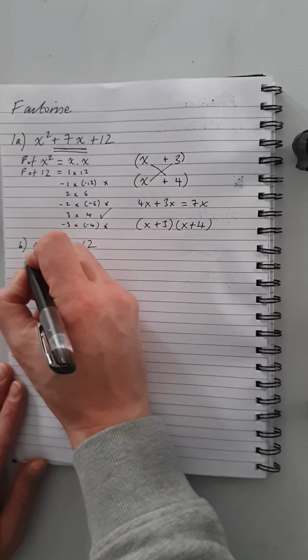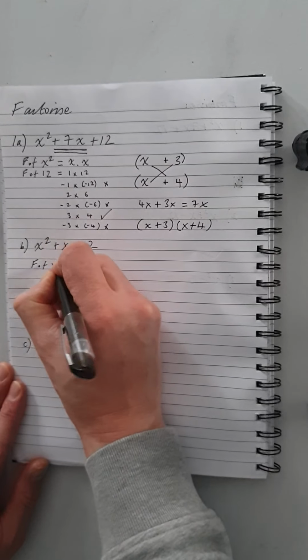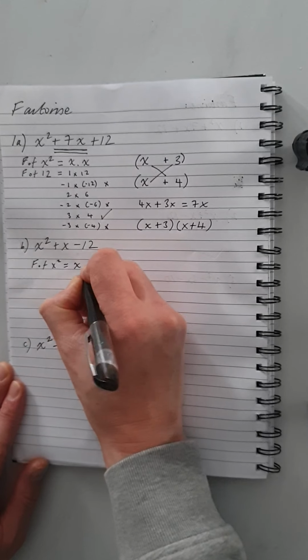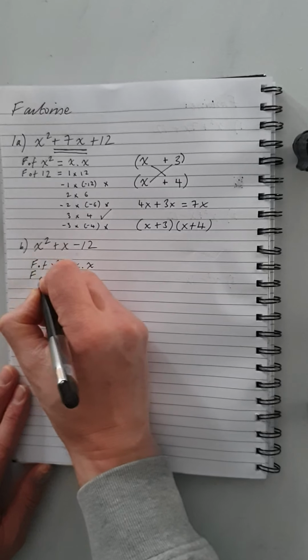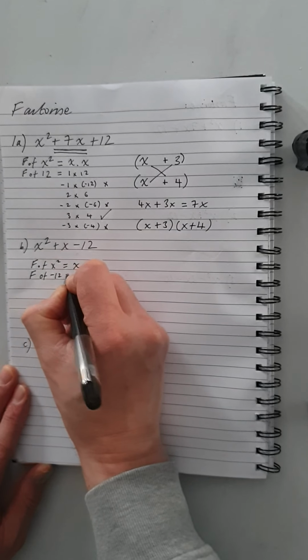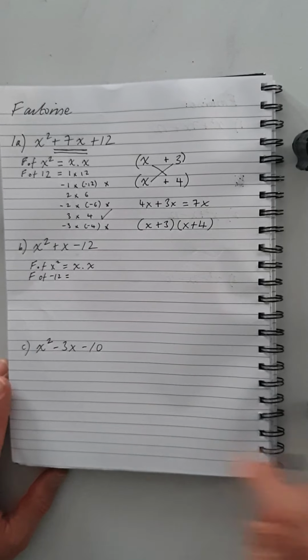Same starting point, we'll start off with the factors of x squared. Again, we've only got 2, x times x, and then we'll look at the factors of the number term, which in this example is negative 12. Okay, so we'll run through all of them.